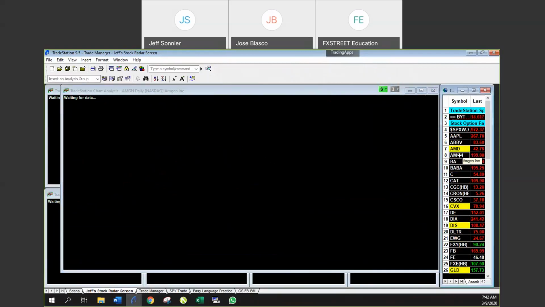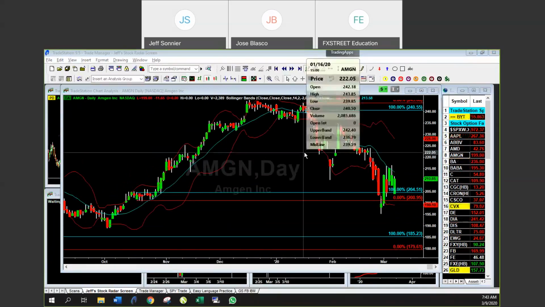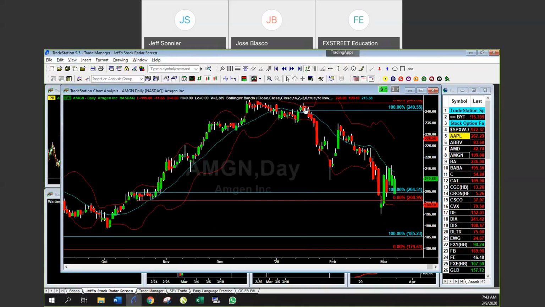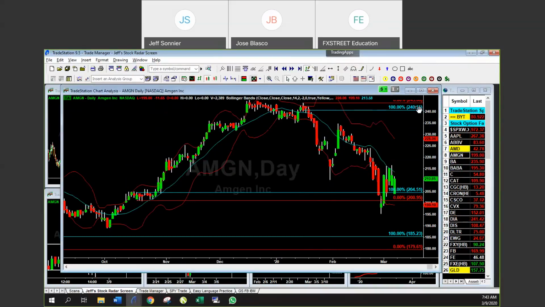Here's Amgen. One of the things I want to note on this is that these stocks move. So you can see from this day right here, January 16th from the high, when the market just tanked, to January 31st. So in the space of 2 weeks, this thing, Amgen, went from 240 all the way down to about 210. 30 points in just a couple of weeks. That's an incredible move on a stock.